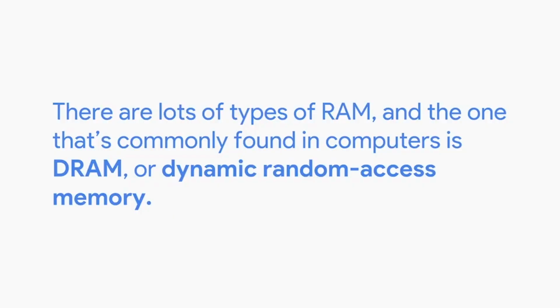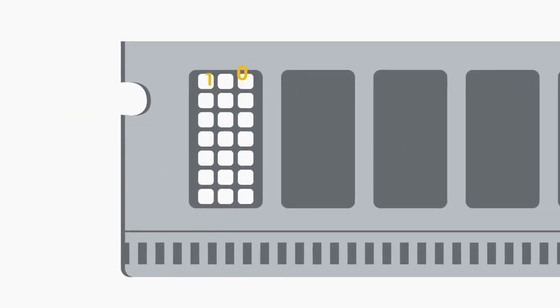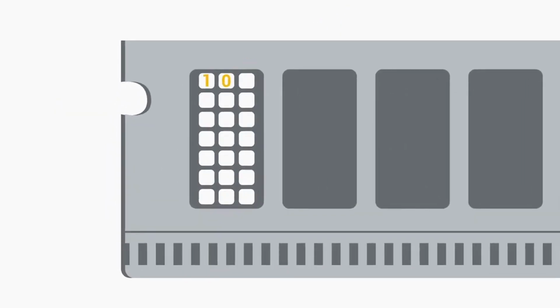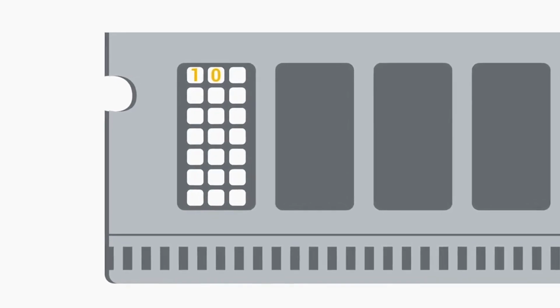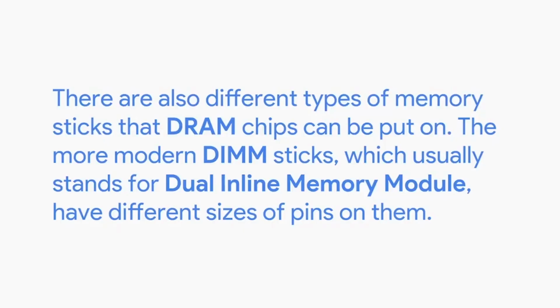Anyway, all of this happens because RAM clears its data when powered off. There are lots of types of RAM, and the one that's commonly found in computers is DRAM, or Dynamic Random Access Memory. When a 1 or a 0 is sent to DRAM, it stores each bit in a microscopic capacitor. This is either charged or discharged, represented by a 1 or a 0. These semiconductors are put into chips that are on the RAM and store our data. There are also different types of memory sticks that DRAM chips can be put on.